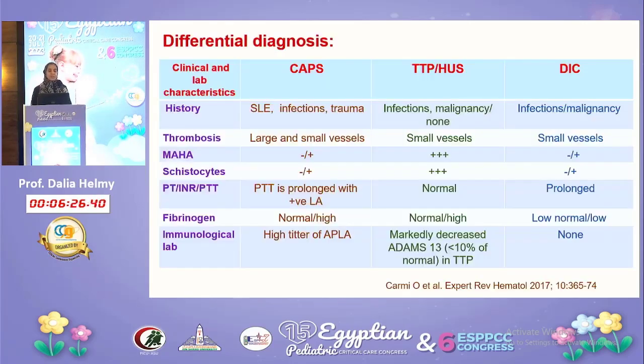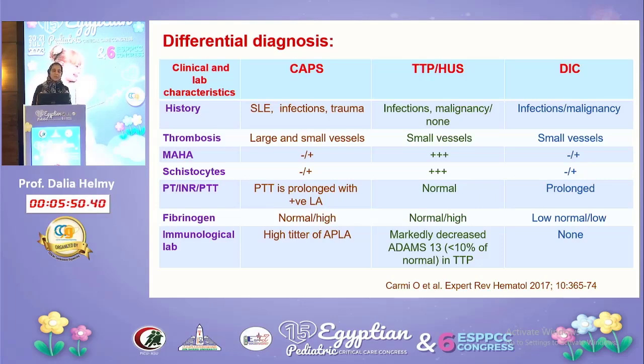Coming to the differential diagnosis, I chose the most common causes that I can face as a pediatric rheumatologist complicating our patients: CAPS, TTP, and DIC. In CAPS, there are different precipitating factors, like underlying SLE, or it could be the initial presentation; infection is the most common, or even minor trauma. And never forget that there is genetic susceptibility. In TTP: infection, malignancy. In DIC: infection and malignancy as well.